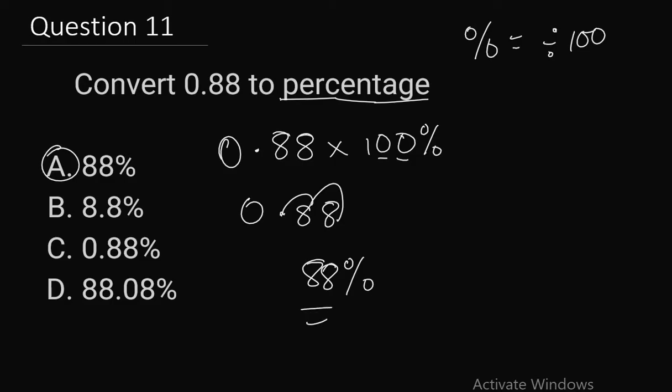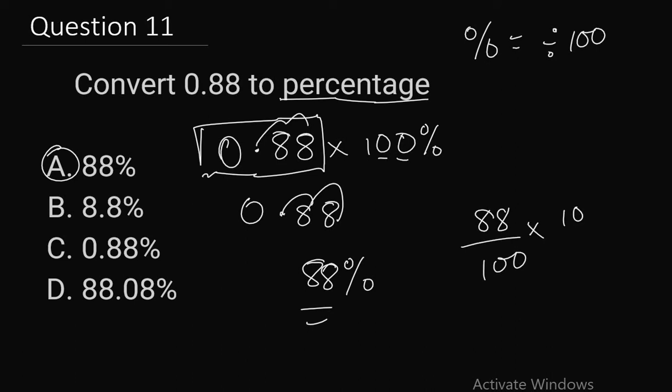Another way you can do this is to convert 0.88 to a fraction. If you do that, the digits move 1, 2, divide by 100, you have 88 over 100. To change to percentage now, multiply by 100. So 100 here, 1, 100 here, 1, and your answer is 88%. You can use any method you like. Either of them will give you the same answer.